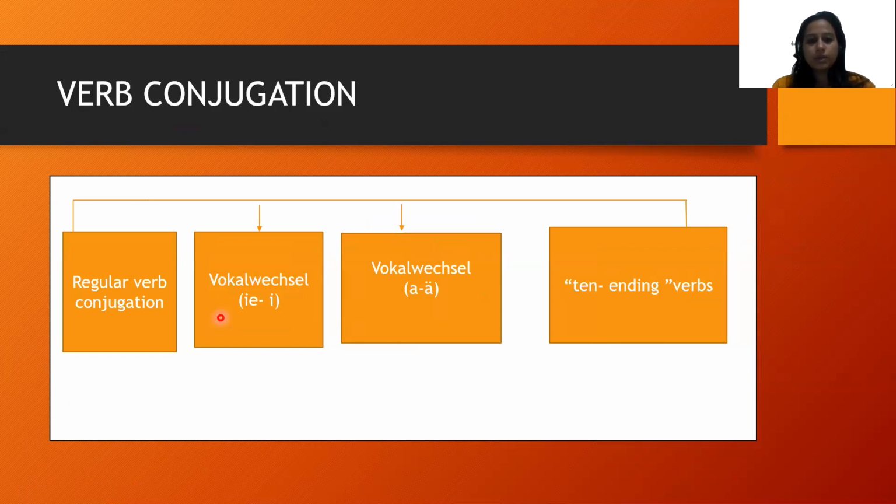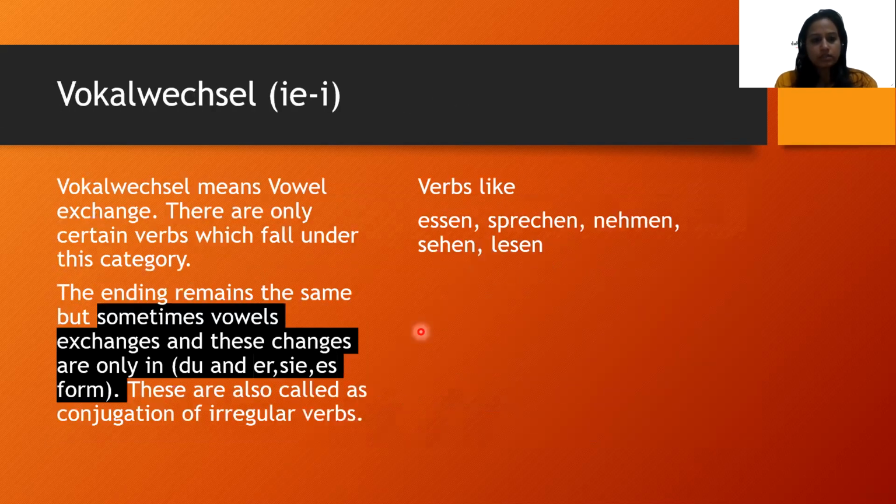So what will happen is that in the middle of the verb, a vowel will get exchanged, and which vowel is going to get exchanged? Either I or E. So this E will change to I, or vice versa. So let's have a look at Vokalwechsel. Vokalwechsel means vowel exchange.